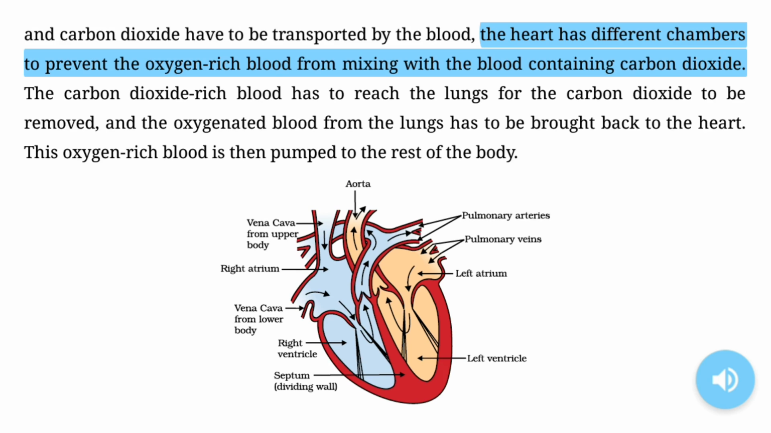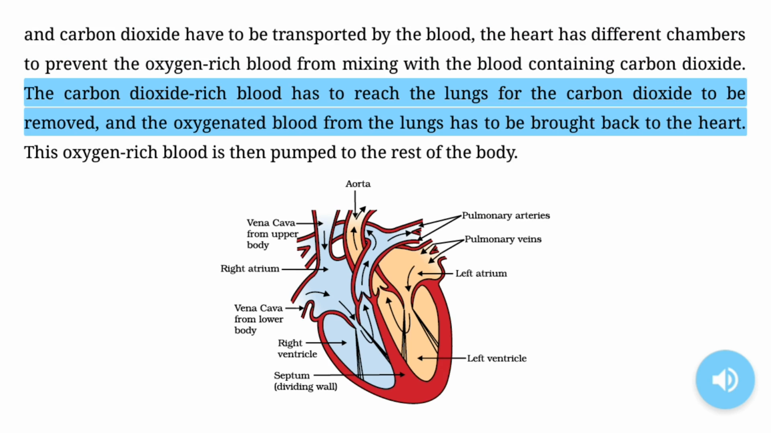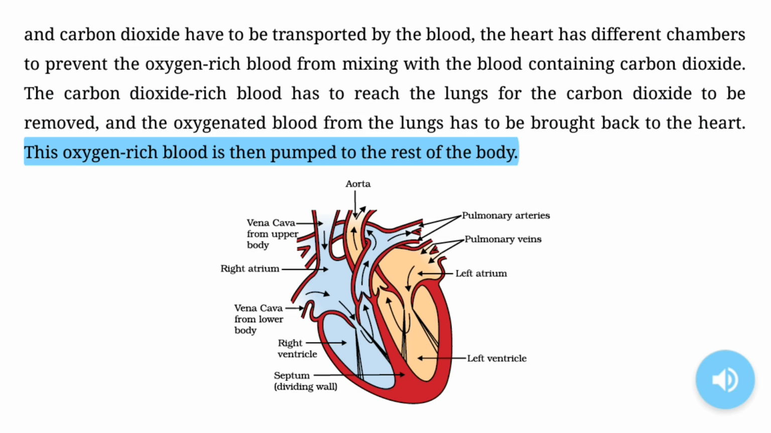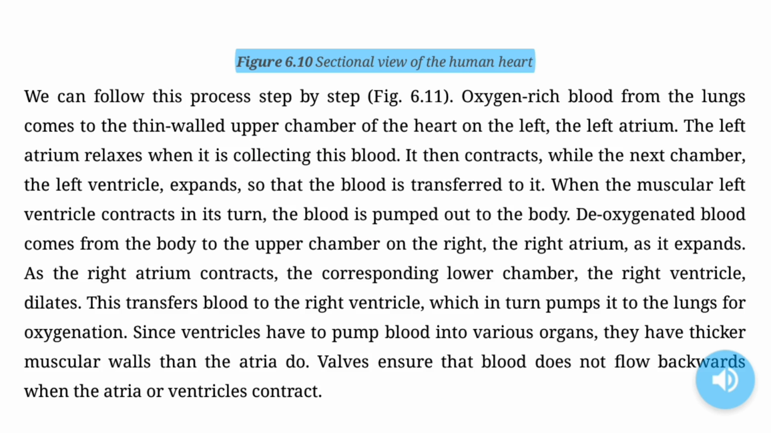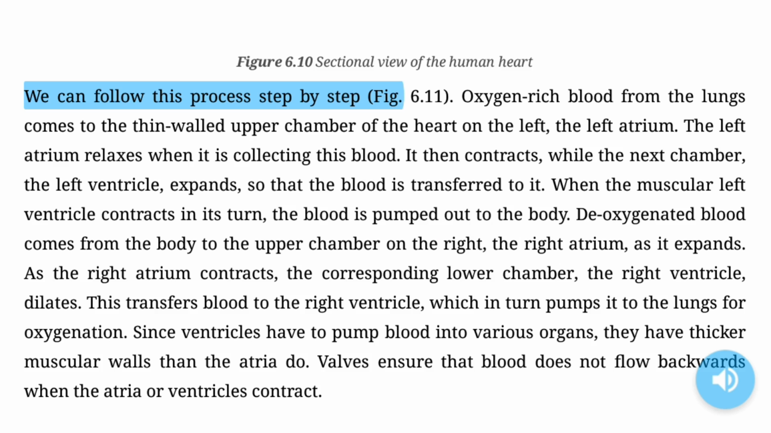the heart has different chambers to prevent the oxygen-rich blood from mixing with the blood containing carbon dioxide. The carbon dioxide-rich blood has to reach the lungs for the carbon dioxide to be removed, and the oxygenated blood from the lungs has to be brought back to the heart. This oxygen-rich blood is then pumped to the rest of the body. Figure 6.10 Sectional view of the human heart. We can follow this process step by step.